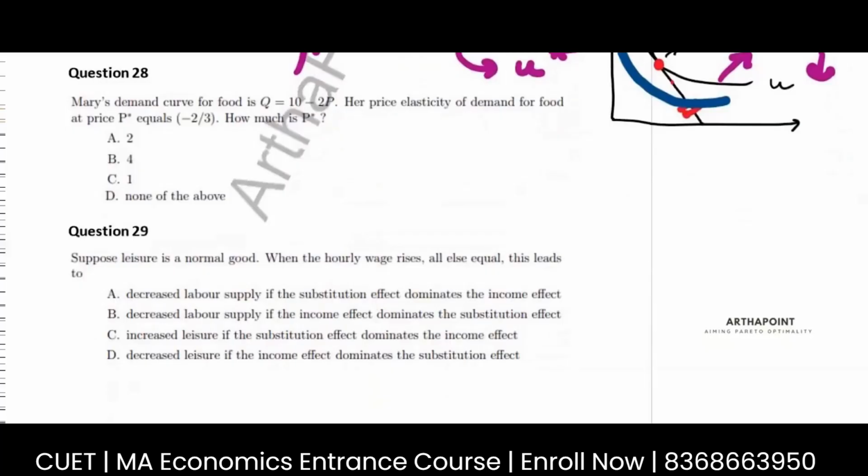Let's go to the next question. Mary's demand curve is given as this. Price elasticity is this. How much is P? Okay, so you're given that Q is 10 minus 2P. dQ by dP will be minus 2. Price elasticity for food at price P is minus 2 by 3.